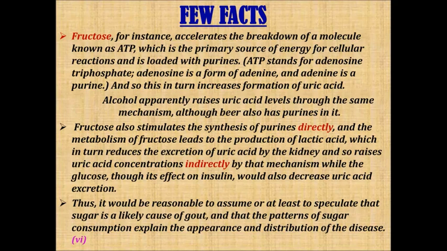Fructose also stimulates the synthesis of purines directly, and the metabolism of fructose leads to production of lactic acid, which in turn reduces the excretion of uric acid by the kidney and so raises uric acid concentration indirectly by the same mechanism, while the glucose, though its effect on insulin, would also decrease uric acid excretion. Thus, it would be reasonable to assume, or at least to speculate, that sugar is likely a cause of gout, and that the patterns of sugar consumption explain the appearance and distribution of the disease.